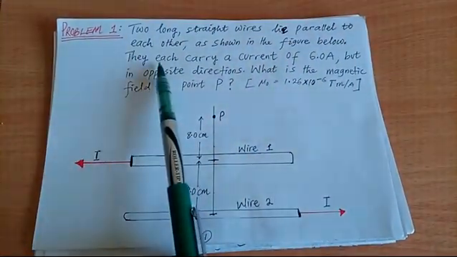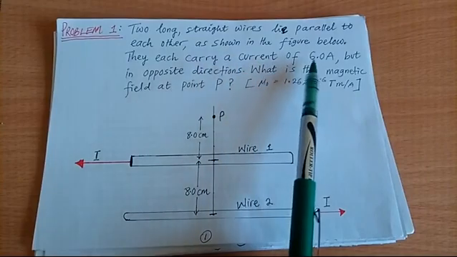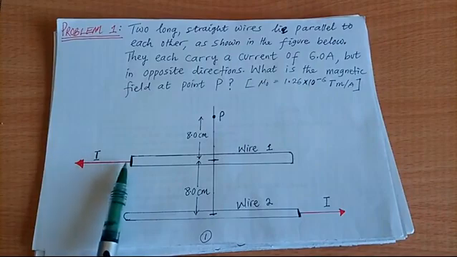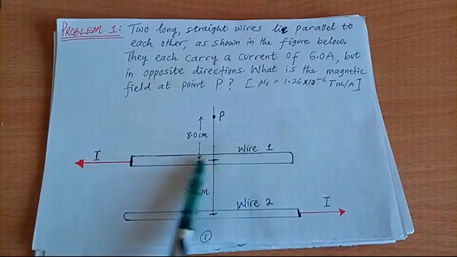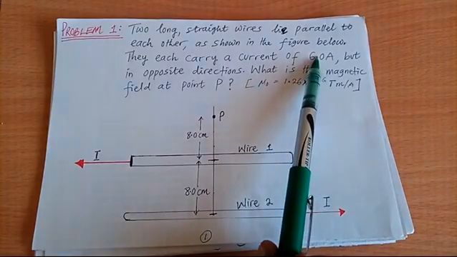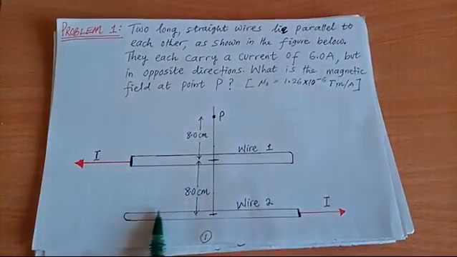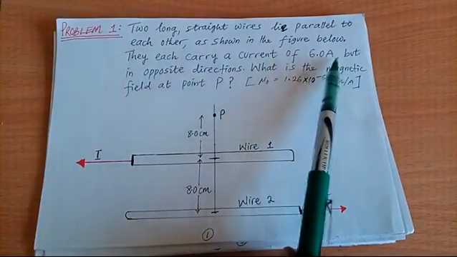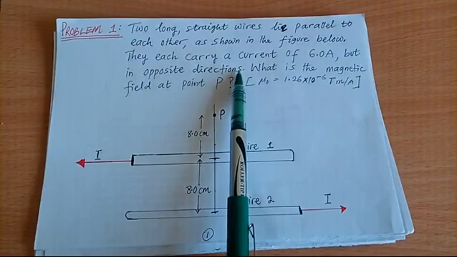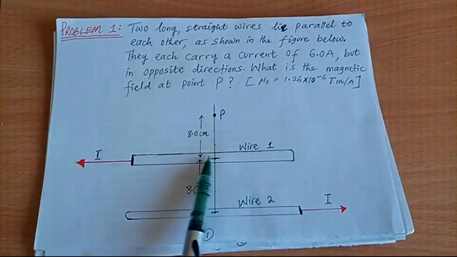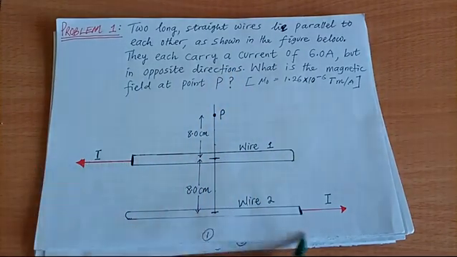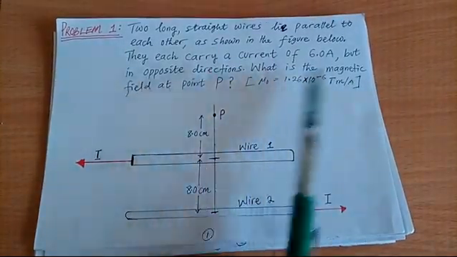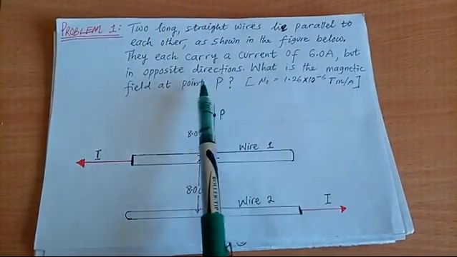This is the figure. They each carry a current of 6.0 amperes, meaning wire 1 carries a current of magnitude 6.0 amperes, where wire 2 also carries electric current of the same magnitude 6.0 amperes, but in opposite directions. As you can see, this one carries the current to the left and this one to the right. What is the magnetic field at point P?